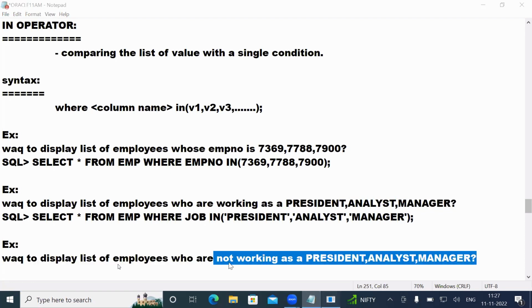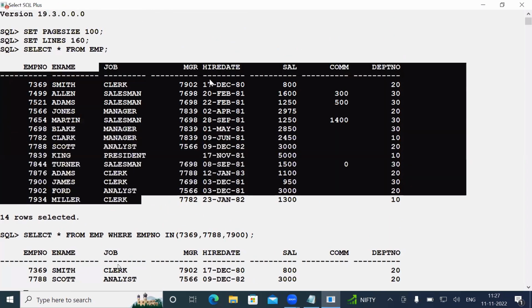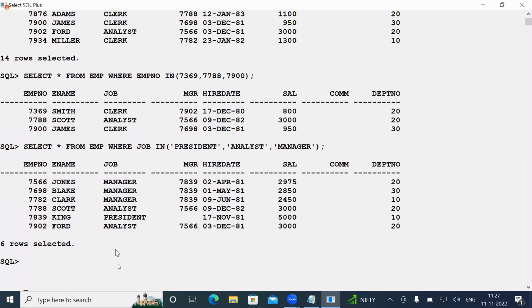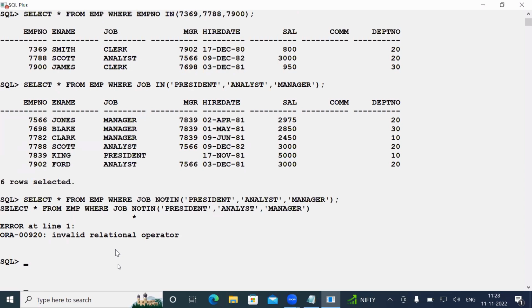Not working means, can you see in my table there are different types of job people. How many different jobs do we have here? There are 5 different jobs: clerk, salesman, manager, analyst and president. Who are not working as these? Here I just pass my negative operation, which is called NOT IN. I'm using NOT IN, so except these, the remaining job people will be displayed.